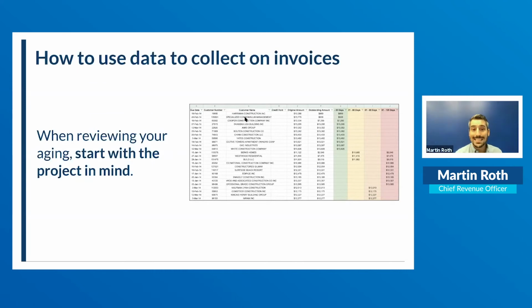When you think about using data to collect on invoices, the first thing that I always recommend is start with the project in mind. When you look at the project, you look at it at an account and you look at those sub accounts or the project accounts or however you organize it. If you're not organizing your AR with respect to sub accounts or project accounts, then you're missing an opportunity to really understand what the risk is for a specific debt. But you start by reviewing the project in mind.